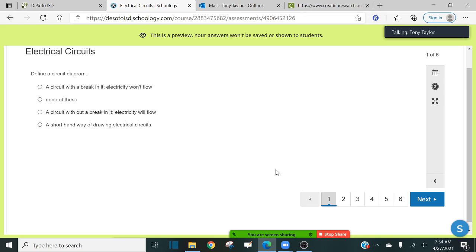So look, we're just going to go over a few of these as a class. Well, most of them as a class. Where it says define an electrical circuit, I'm sorry, not define an electrical circuit, but define a circuit diagram. So guys, I just showed you a moment ago a circuit diagram. A circuit diagram is basically a shorthand way of drawing electrical circuits. Okay, so that's what a circuit diagram is. It's a shorthand way of drawing electrical circuits. So again, guys, scroll to this question right here and go ahead and answer it.